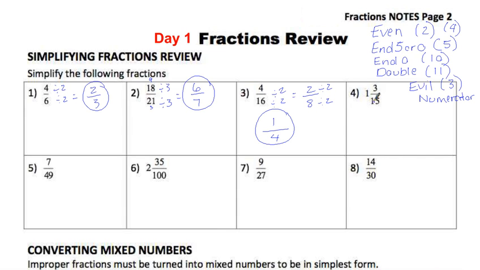Okay, last one I'm going to do together with you is number 4. So don't forget that the whole number has to stick with it. In this case, it's not even. They don't both end in 5 or 0. They don't both end in zeros. They're not doubles. We can try evil 3. 3 and 15 both divide by 3. 3 divided by 3 is 1. 15 divided by 3 is 5. Don't forget that whole number out front, though. That's the biggest mistake that most students make.